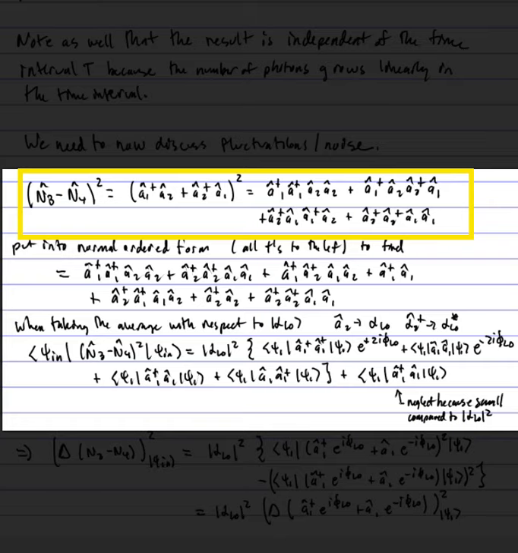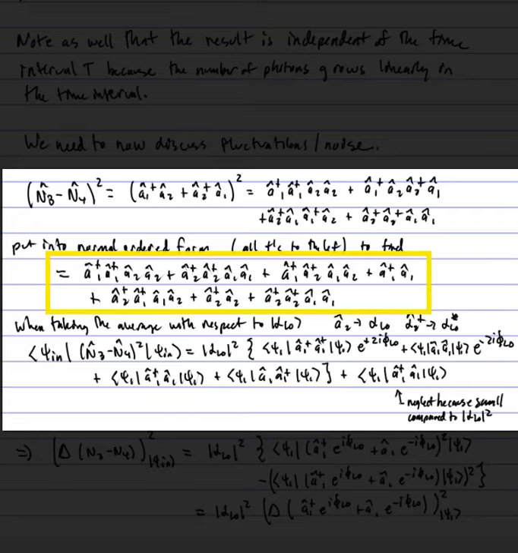And you get 4 terms: A1 dagger A1 dagger A2 A2, plus A1 dagger A2 A2 dagger A1, plus A2 dagger A1 A1 dagger A2, plus A2 dagger A2 dagger A1 A1. We want to put these into normal ordered form, which means put all of the dagger operators to the left using the commutation relation, and we find we get A1 dagger A2 A2.